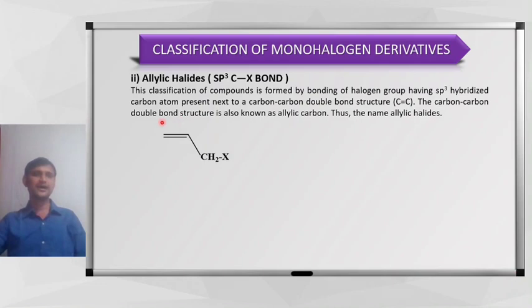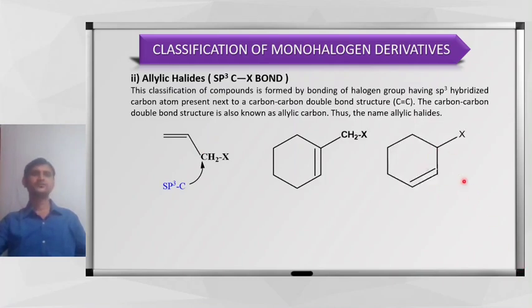This is the allylic group. See CH2, CH, CH2. This is the allylic group, and this allylic group is attached to the X group, meaning the halogen atom is attached to this carbon. That's why this is an allylic halide. This is an sp3 carbon. Next one, this is also an example of an allylic halide, a halogen atom attached to the allylic carbon.